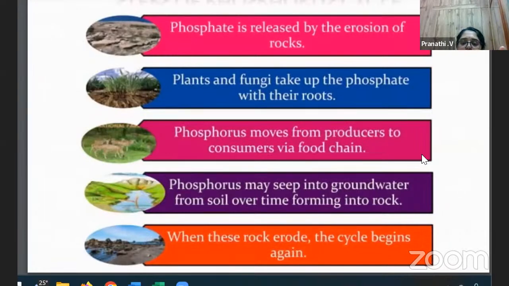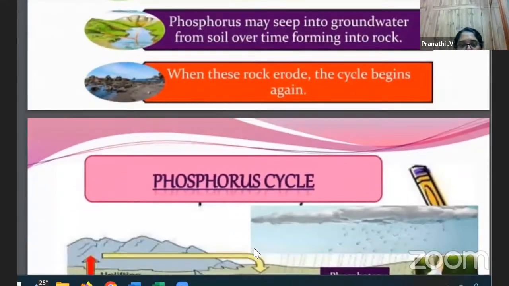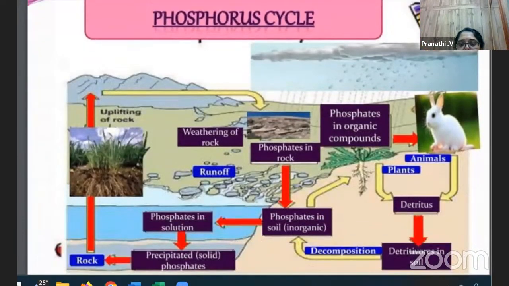And once it goes into the consumers, once the death of the consumers takes place, it will go back into the soil again and be converted into the inorganic form. And at the same time, for example apatite, whenever there is a rock erosion, the cycle begins again. So this is how the cycle of phosphorus takes place.